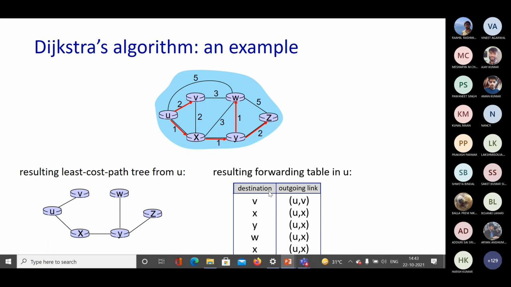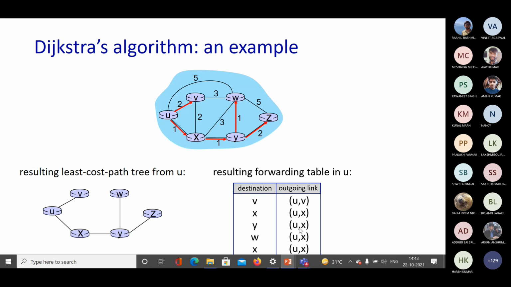Correspondingly, if you have to write down or update the forwarding table in U, you can update it like this. If your destination is V, then your outgoing link should be U comma V. If your destination is X, it is U comma X. If your destination is Y, you can see that the least cost path that we had got was U to X to Y.